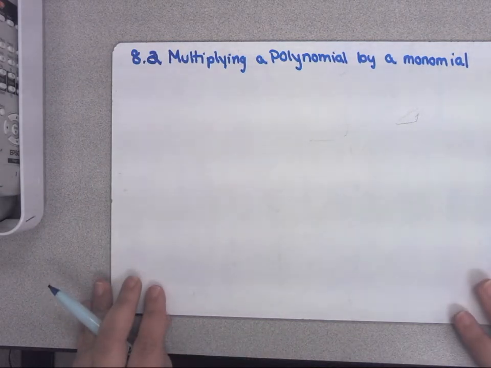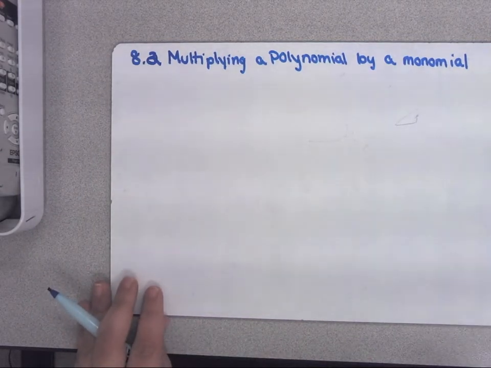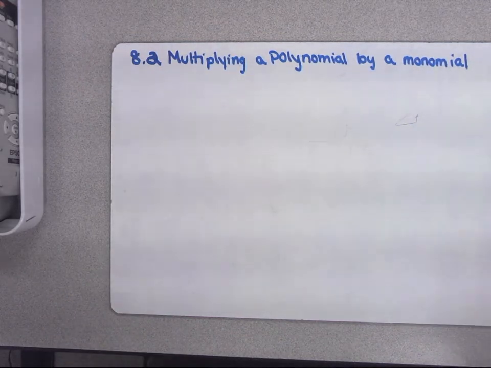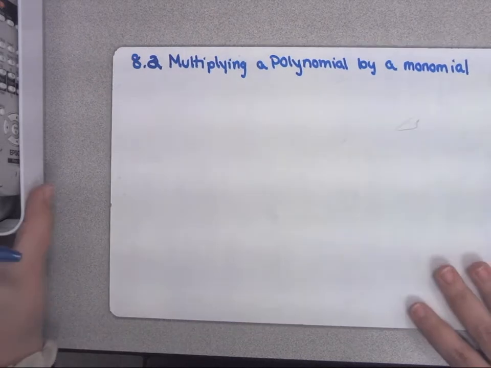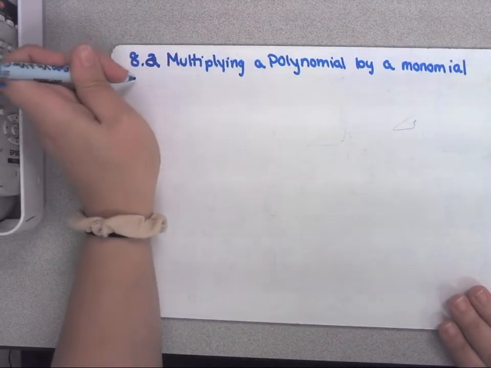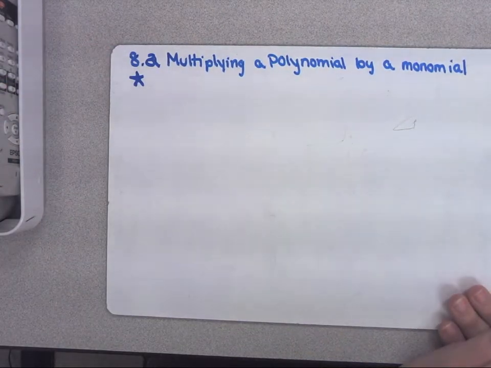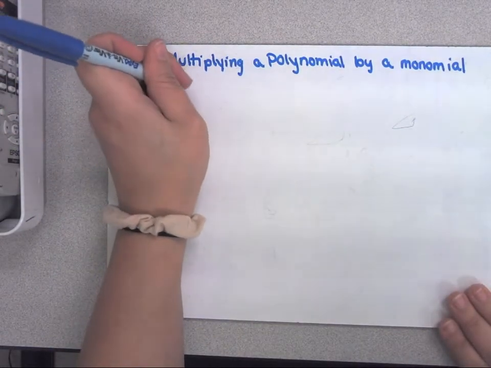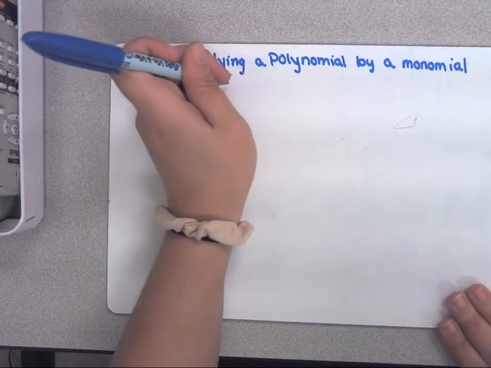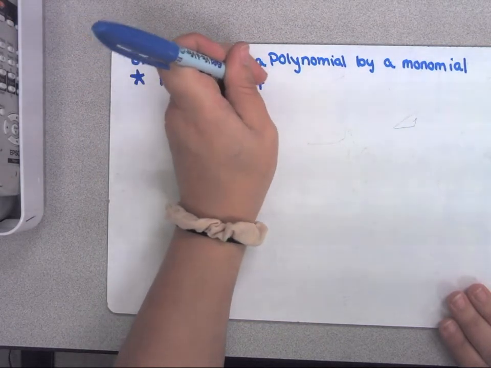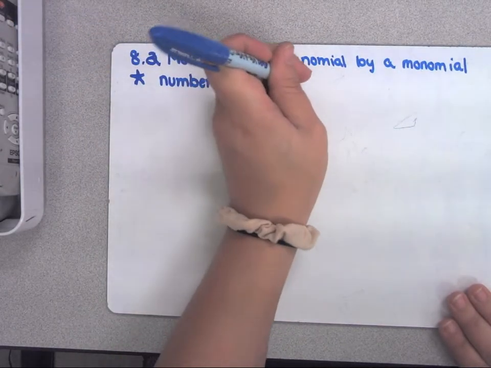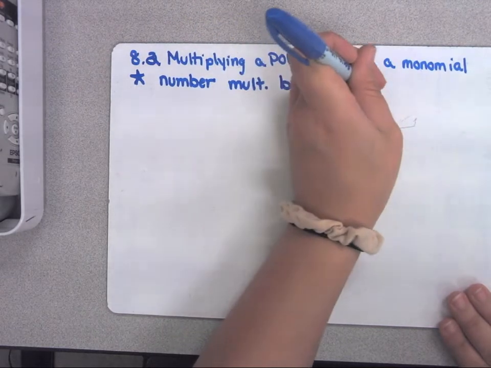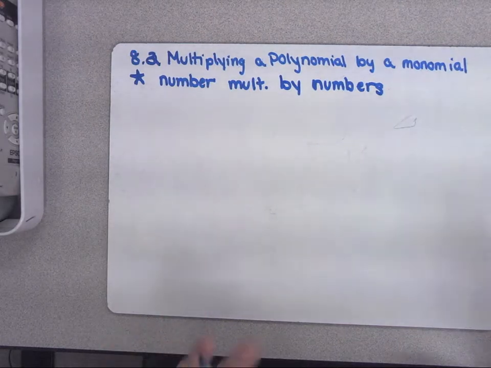The only thing you have to learn in this section is all our answers are always in standard form. That's always the last step. Okay, so that's just from last section. The only thing you have to know and remember, star for importance, is numbers multiply by numbers. You actually do that math.